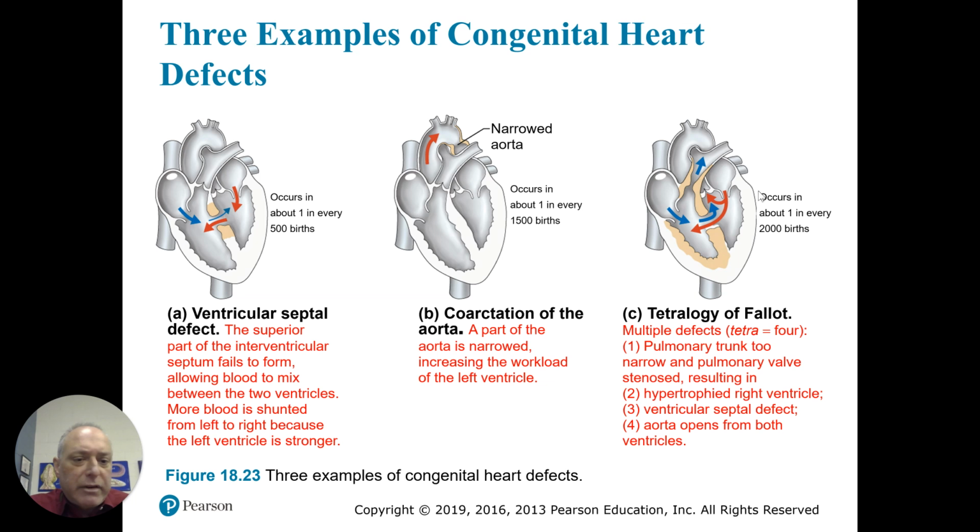Then there's a collection called tetralogy of Fallot. Tetralogy refers to four. So the pulmonary trunk is too narrow. There's a hypertrophied right ventricle because it's pushing up against the pulmonary trunk. There's a ventricular septal defect, which you get some mixing of oxygenated and deoxygenated blood. And then there's regurgitation in the aortic valve where it opens from both sides.